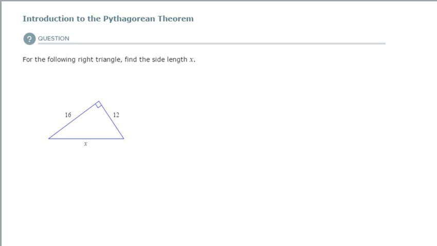Next up, for the following right triangle, find the side length of x. So again, first thing we're going to do is locate this right angle. a and b are attached. c, my hypotenuse, is across from the right angle. Again, do not always assume that the a and the b are the only numbers they give you.